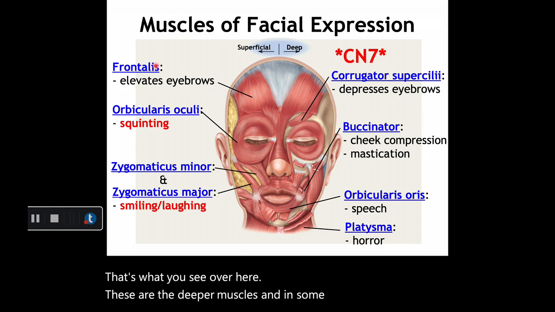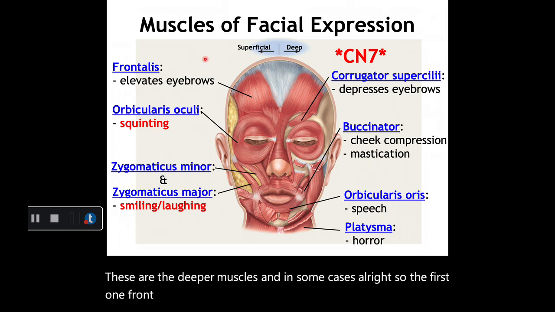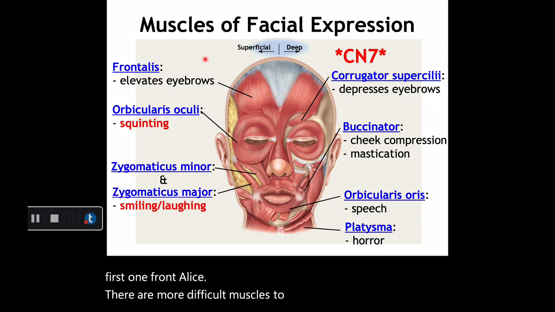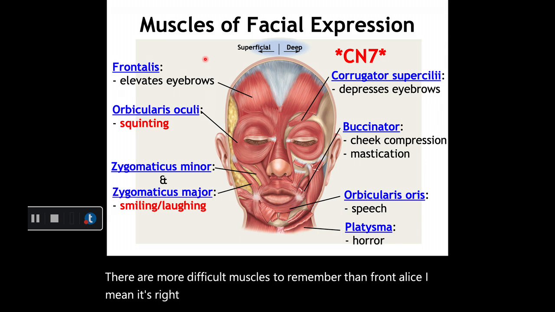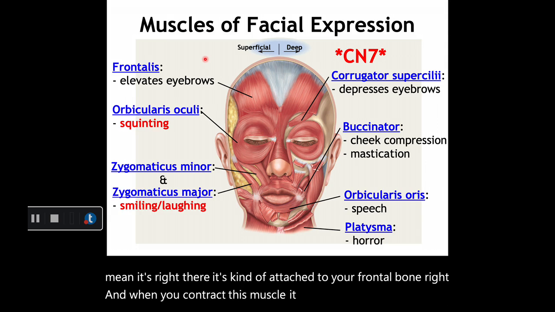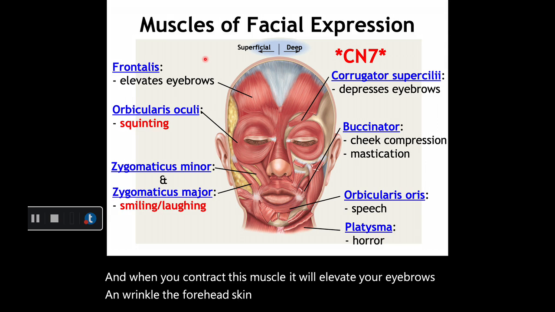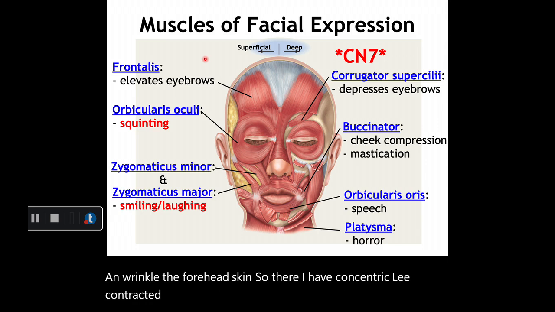All right, so the first one, frontalis. There are more difficult muscles to remember than frontalis. I mean, it's right there. It's kind of attached to your frontal bone, right? And when you contract this muscle, it will elevate your eyebrows and wrinkle the forehead skin. So there, I have concentrically contracted my frontalis muscle. I'm going to relax it and contract it again.